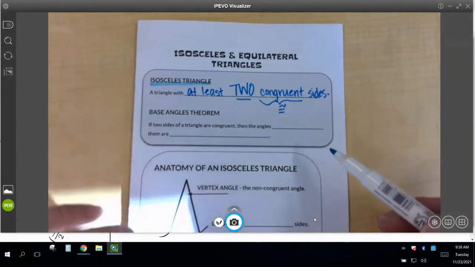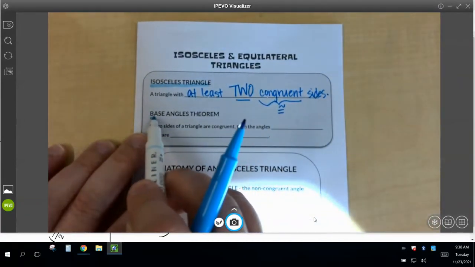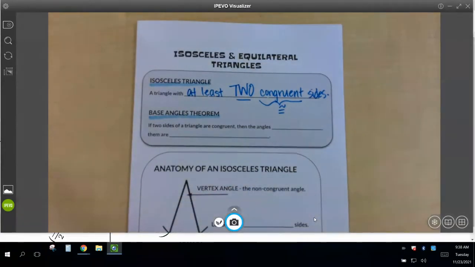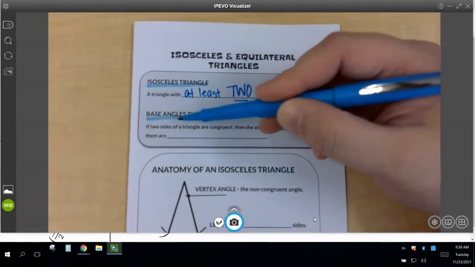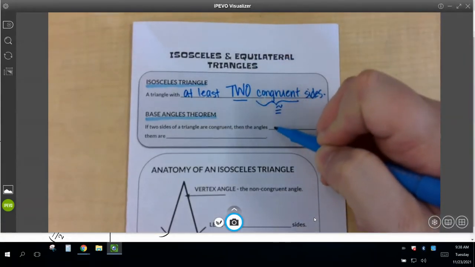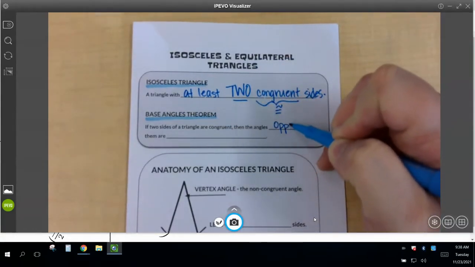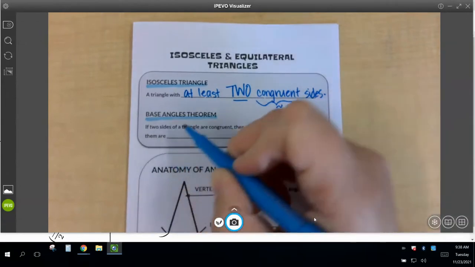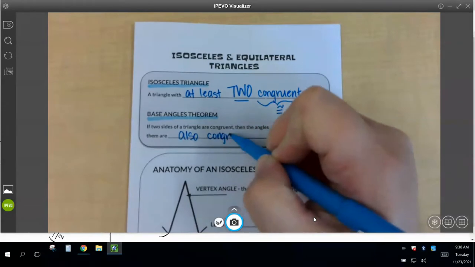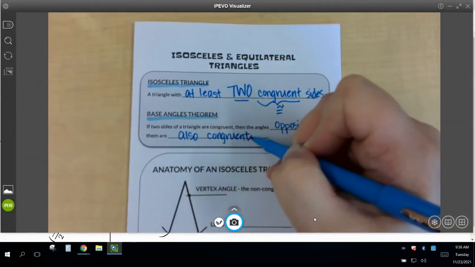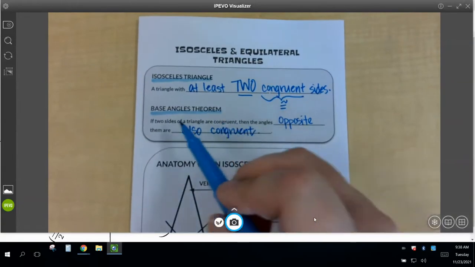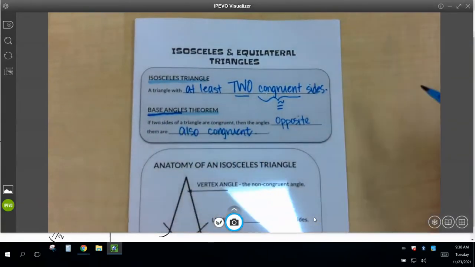If a triangle has two congruent sides, it turns out they also have two angles that are congruent to each other as well. If two sides of a triangle are congruent, then the angles opposite them are also congruent. The two angles that are opposite the congruent sides are called the base angles.